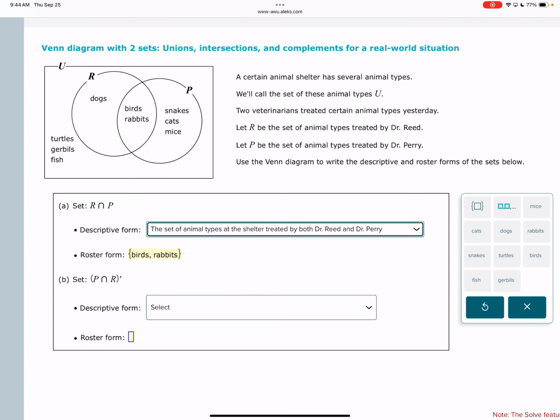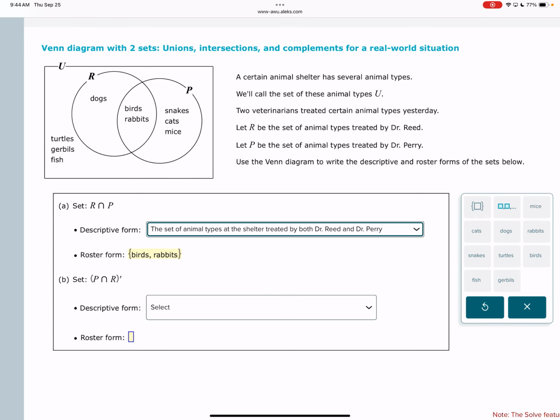That one said not. The set of animal types at the shelter treated by both Dr. Reed and Dr. Perry. It's the responsibilities that they share there, okay? The next one, and this is the way it happened in the other class, I didn't generate a bunch, but is the complement of that.